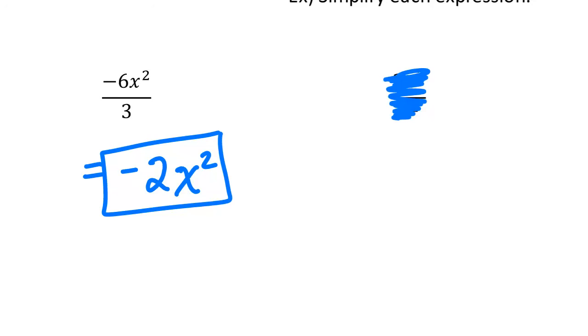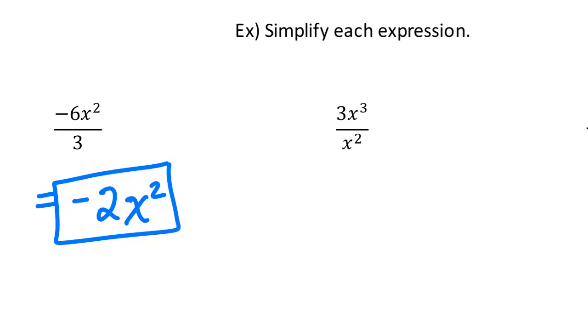All right, and let's look at the next one. We have 3x to the third divided by x squared. And again, for the denominator, if you don't have a coefficient, remember that 1 is just implied to be there, okay? So 3 divided by 1 is still going to be 3. And then x to the third divided by x squared, that's 3 minus 2 is 1. So this would be x to the first power, or just x.